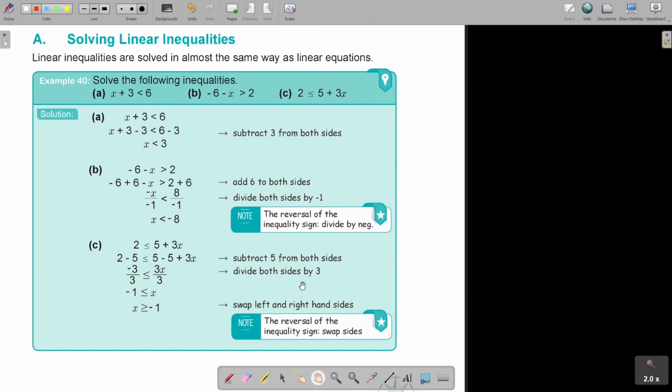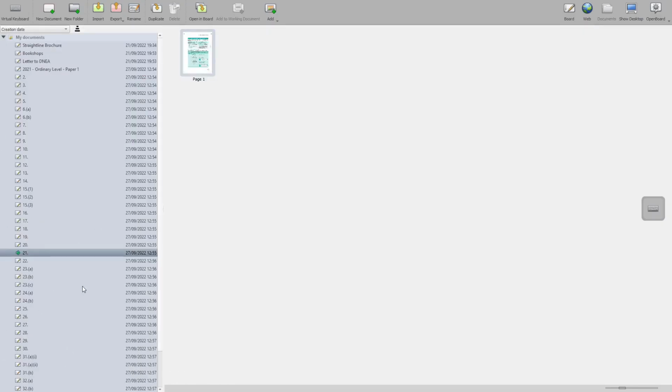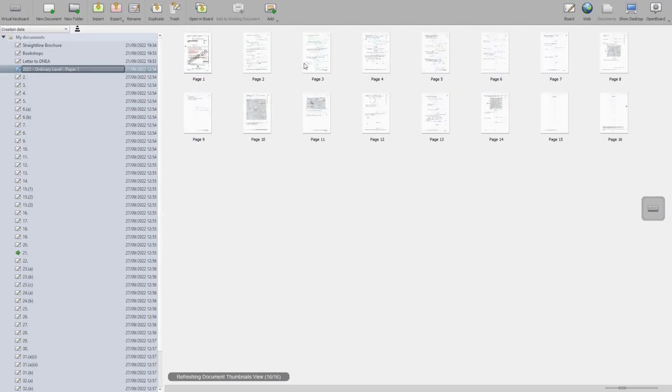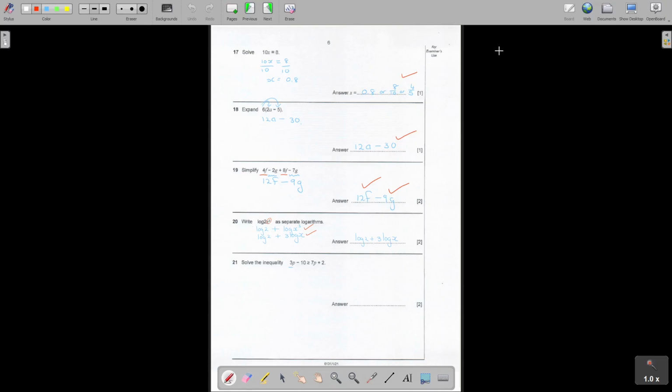It works exactly like an equation, a linear equation. The only time is that we change around the sign as soon as we divide by a negative number. So basically, if you look at this one, you see it was -1. So as soon as we divide by a negative, that sign changed from a bigger to a smaller. And that's the only difference. Okay, so let's go back to the question. Let's just go back to the question. And let's look at it.